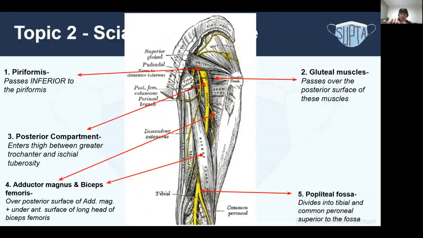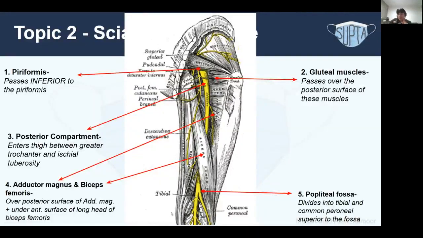Because remember, we're looking at this posteriorly, and then it goes underneath that biceps femoris. Remember, biceps femoris is way more superficial. It's the hamstring, one of the hamstrings. It goes underneath that, and then you can see here is the point, which is the popliteal fossa, so the back of your knee, dividing into the tibial and common peroneal. Remember the common peroneal nerve wraps around the head of the fibula, and then that tibial nerve goes down. We'll talk a bit about that later on.